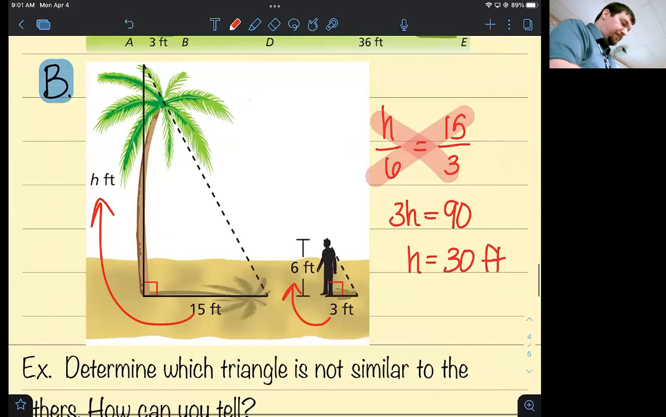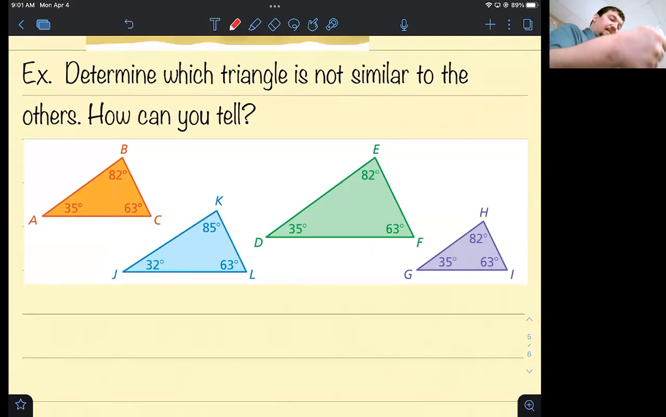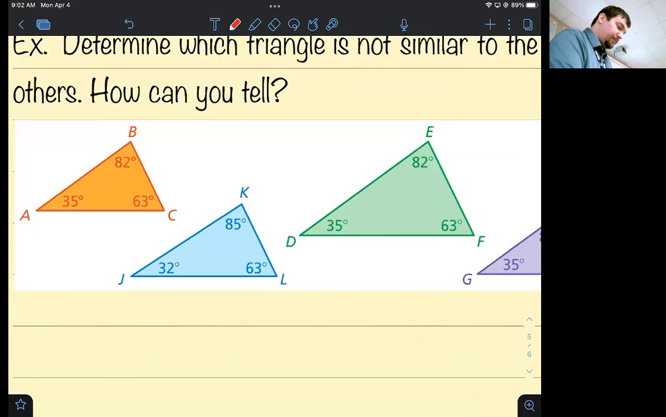All right, we got one last problem. Determine which triangle is not similar to the others. How can you tell? Remember, similar means they have the same shape, but not necessarily the same size. These all look to have the same shape. Do they? Lainey? Yes. The blue one. What's wrong with the blue one, Lainey?